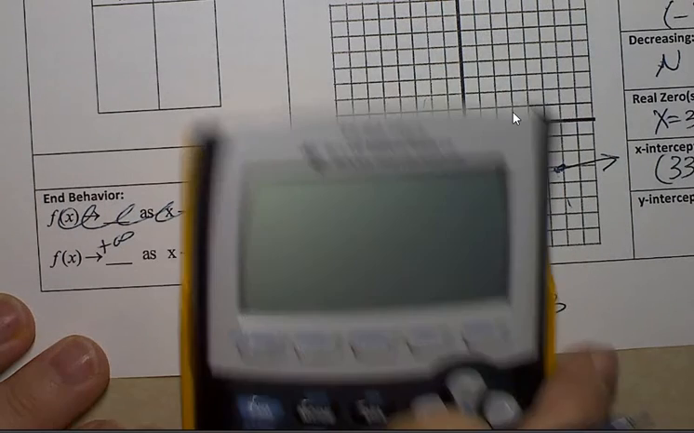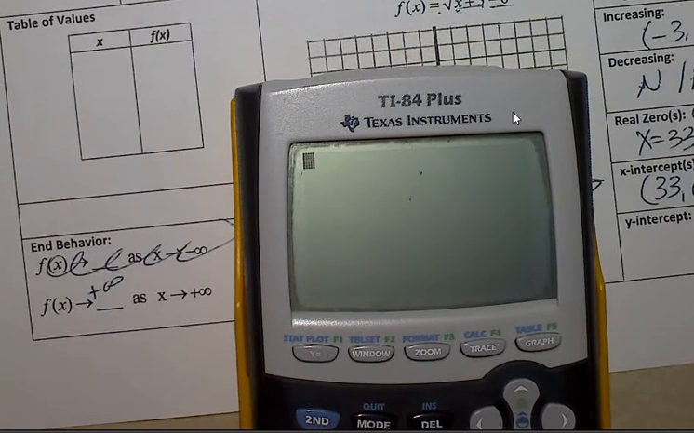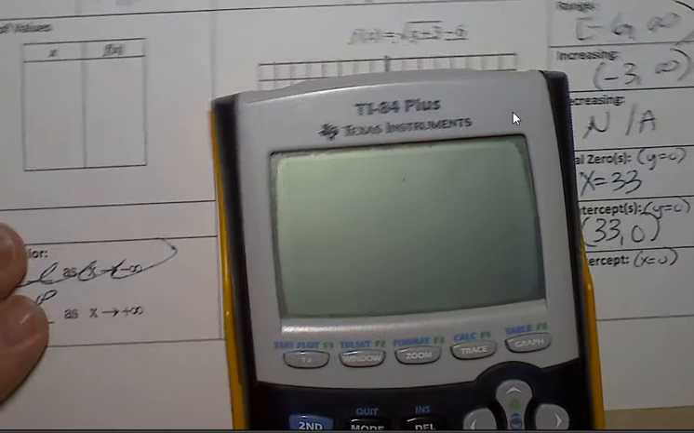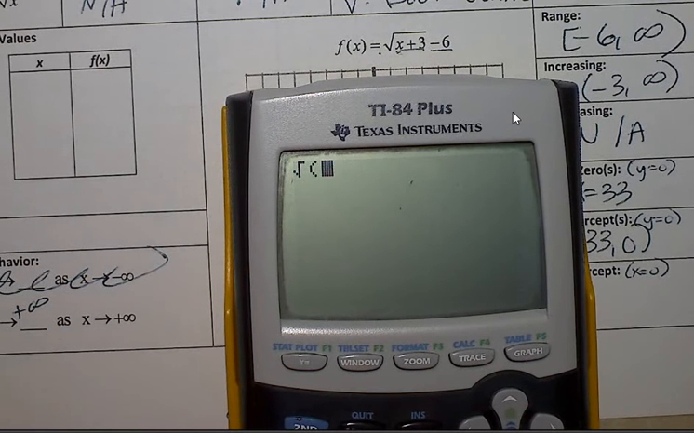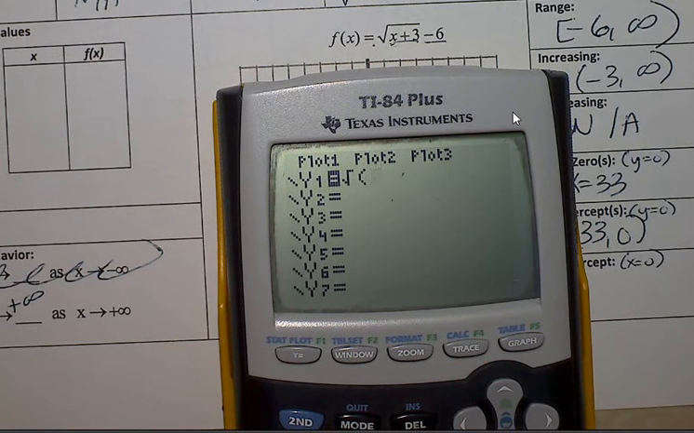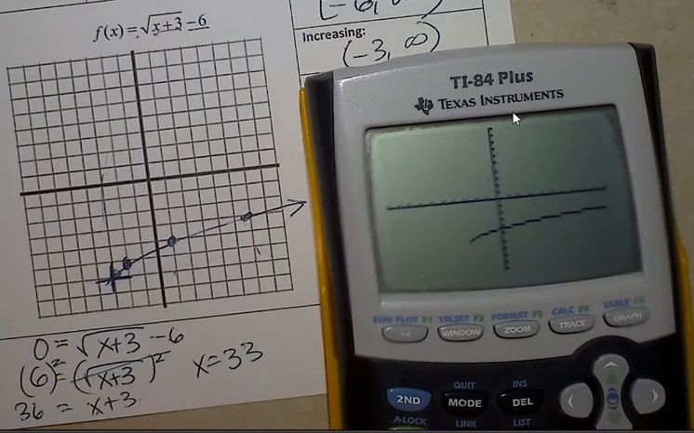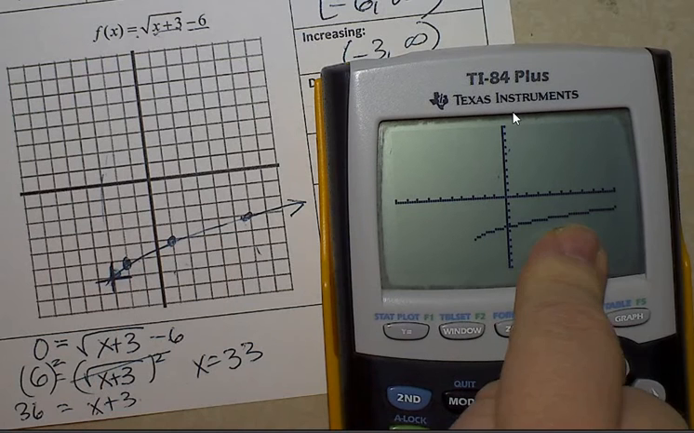Take your graphing calculator, please. Do second plus 712. Be careful of your parentheses here. So we're going to do second square, oops, sorry, my fault. Y equals second square root, x plus 3 in parentheses, and then subtract 6. When you're done, hit graph. Do you agree the two look similar? Okay, so they do look similar.